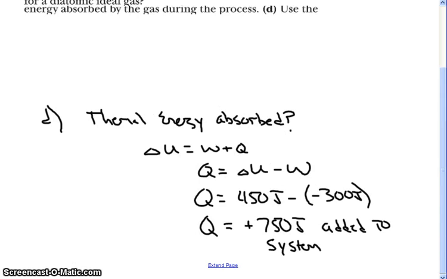Lastly, if we wanted to find the total amount of thermal energy absorbed by the system, or added to the system, we could go back to our first law of thermodynamics here and solve for Q, knowing it's equal to the change in internal energy minus the work done on the gas. And if we plug in the answers we found, 450 joules minus negative 300 joules, we would find out that there had to be 750 joules of thermal energy added to the system to maintain that constant pressure during that process. And that's it.